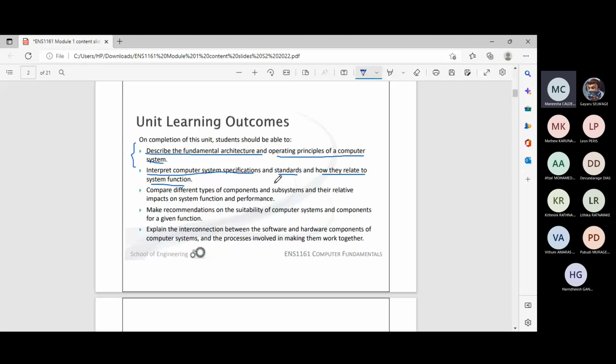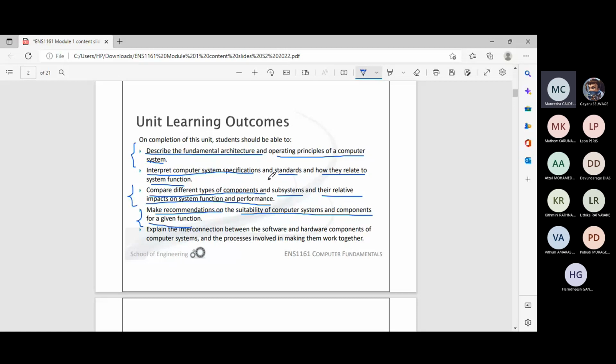What are the components connected to each other? Compare different types of components and subsystems and their relative impacts on system function and performance. So this is another aspect that is mainly focused on. Make recommendations on the suitability of a computer system and components for a given function. Now, this is one of the very important aspects during this session, this series.